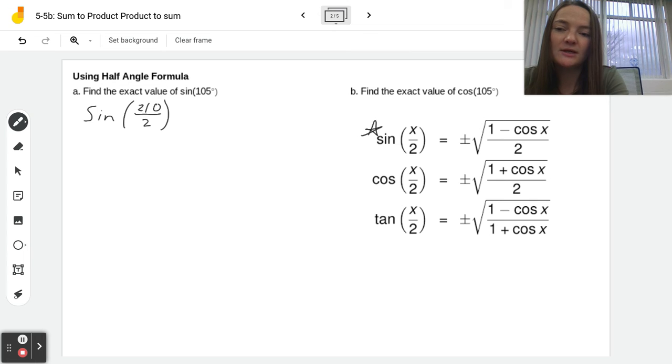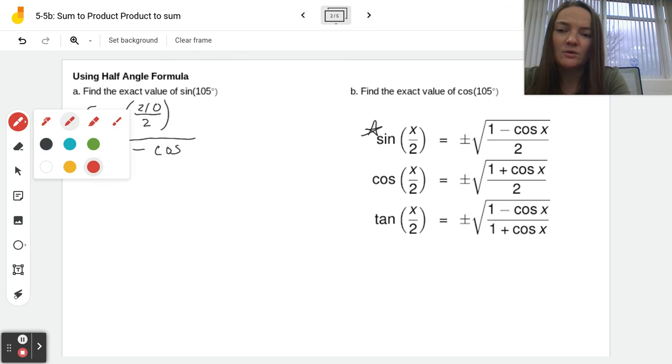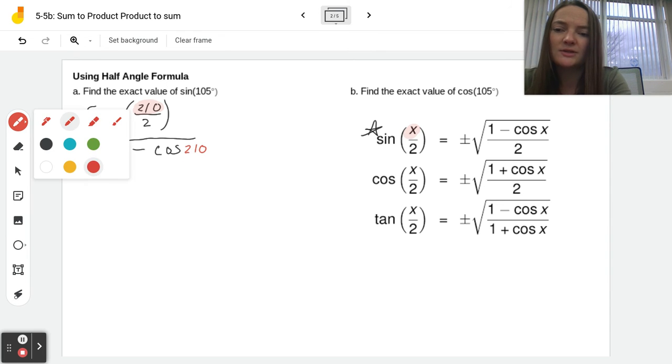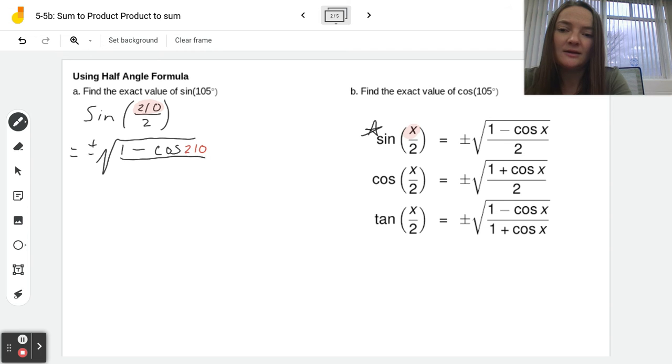So this is going to be equal to plus or minus the square root of 1 minus cosine of x. Well, x is going to be the number in the numerator, just like it is here. So it's 210, which is great because that's on my unit circle. So we're going to say cosine of 210 divided by 2. All right, so from there, we're just going to evaluate using our unit circle brains.